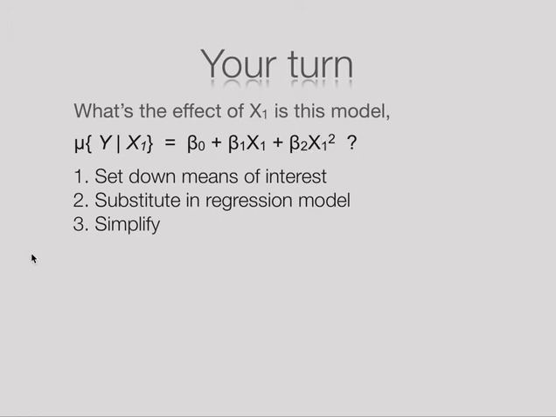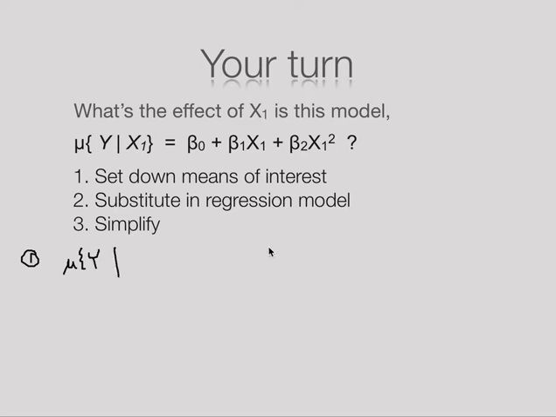Okay, so let's start with step 1. What are the means of interest? So we're interested in the effect of x1. The definition of the effect is the change in mean response when the explanatory variable is increased by 1, keeping all other variables constant. So we're interested in the difference between two means. That captures the change in mean.